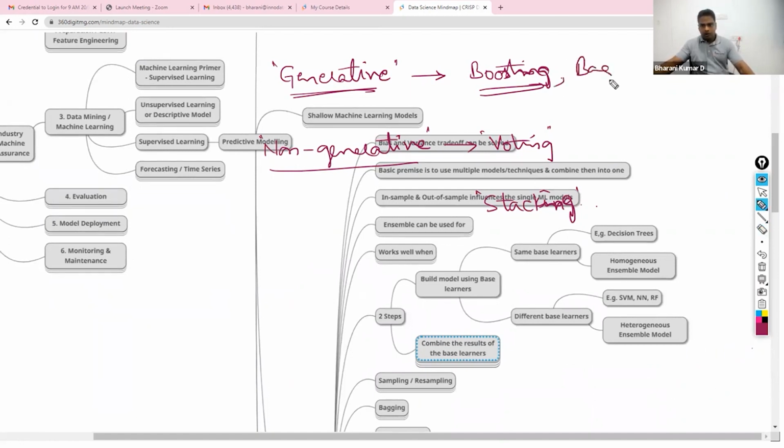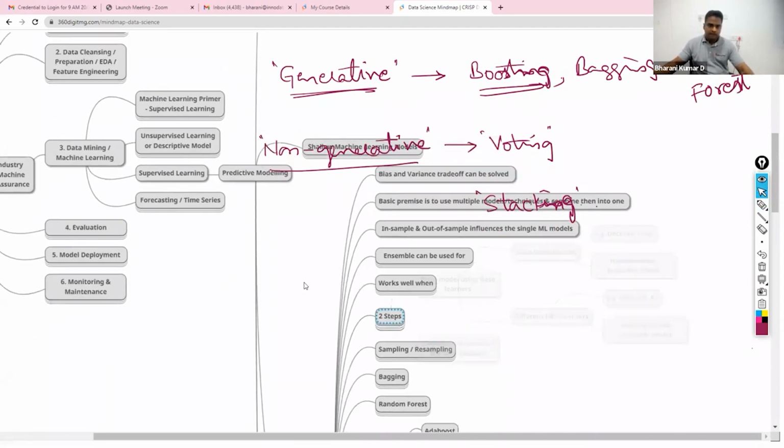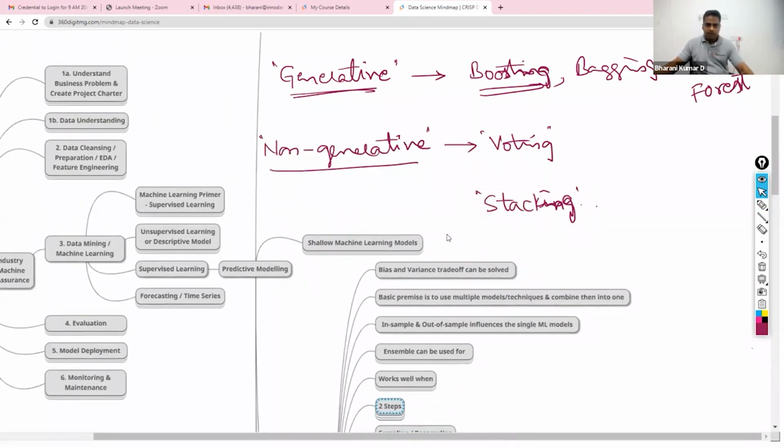Here, bagging is also called generative. Why? We will understand. And we have random forest. Okay. So you have generative, non-generative. In non-generative, you have voting and stacking. In generative, you have boosting, bagging, and random forest.